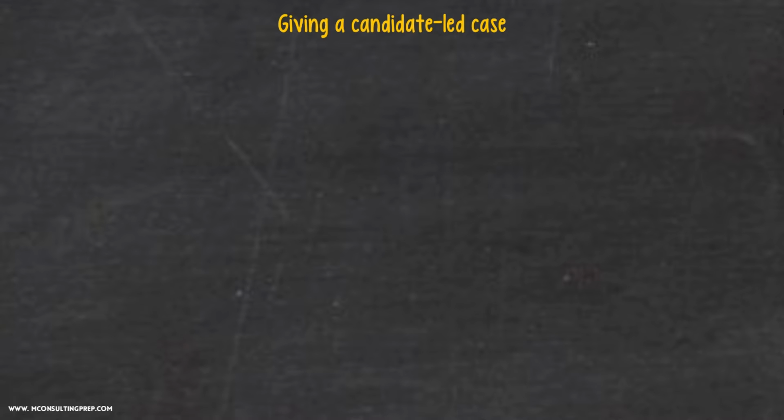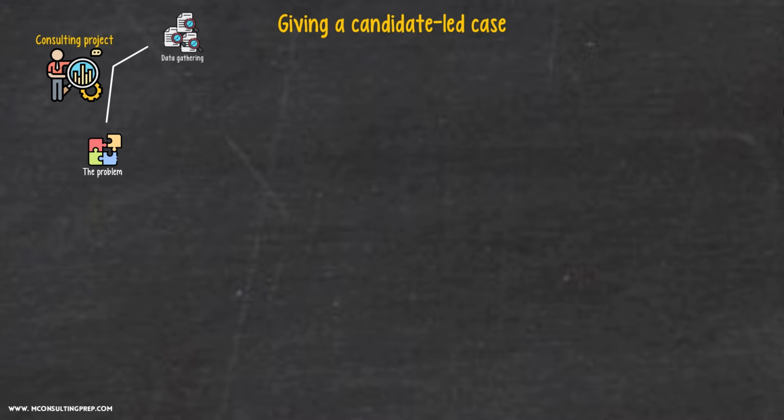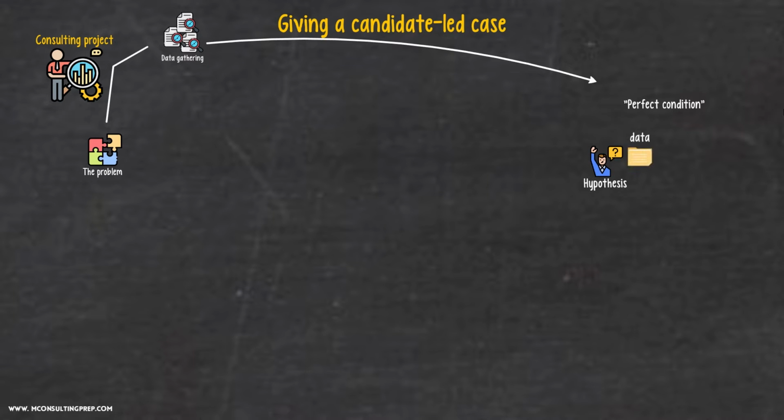Giving a candidate-led case. In a real consulting project, the difficulty level not only depends on the nature of the problem, but also on how smooth the data gathering process goes. In a perfect world, for every single hypothesis one makes, there's a piece of data readily available to prove or disprove it. And for every piece of data we request, the response also includes further information that can hint us on to where to go next, or in consulting terms, what is the next hypothesis?